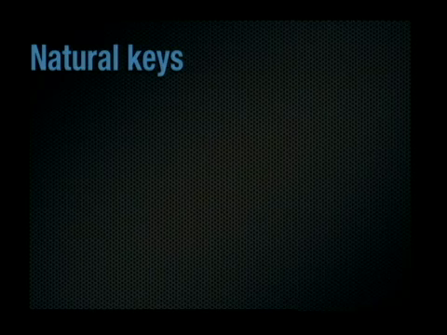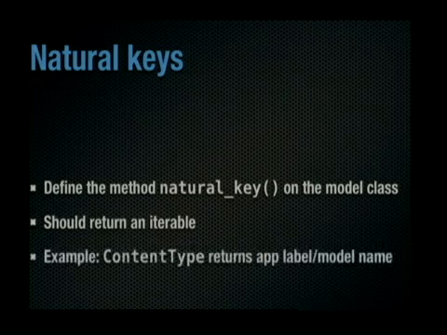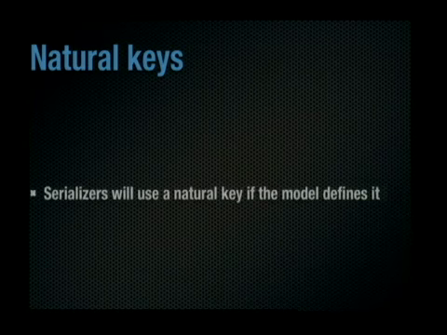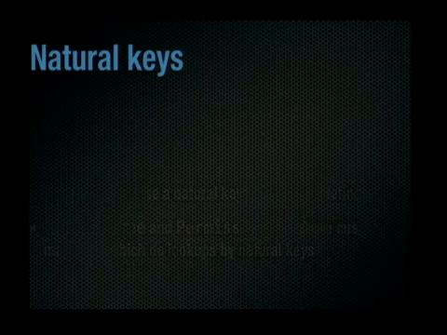Natural keys. Anybody read the Django Advent article on natural keys? Okay. Natural keys are really handy. Let you define a method called natural_key, which should return some sort of iterable type, traditionally a tuple. Content type's natural key is a two-tuple of app label and model name. These are kind of handy because the serializers will use your natural key if you define it. Content type and permission both do these.